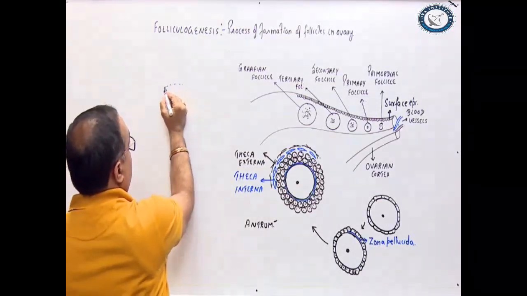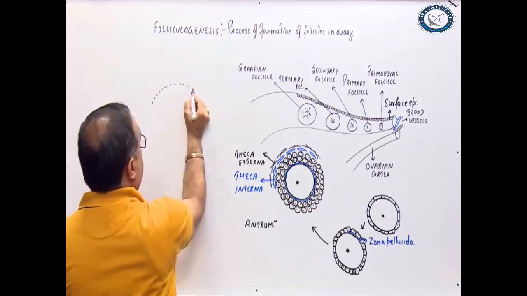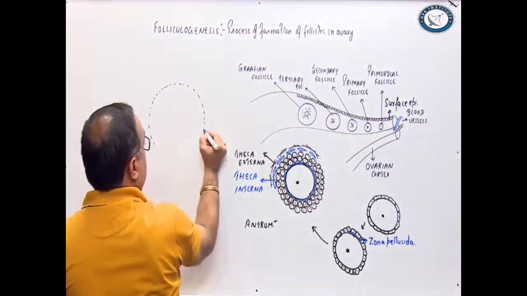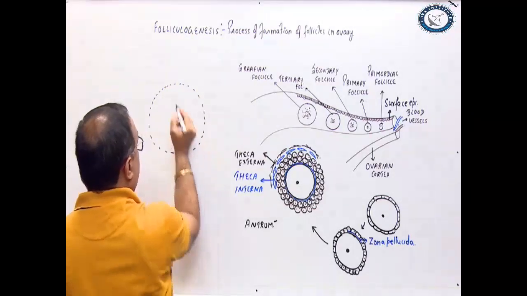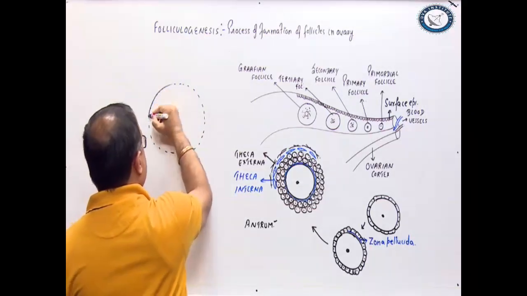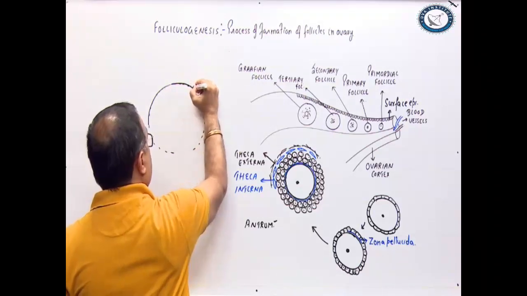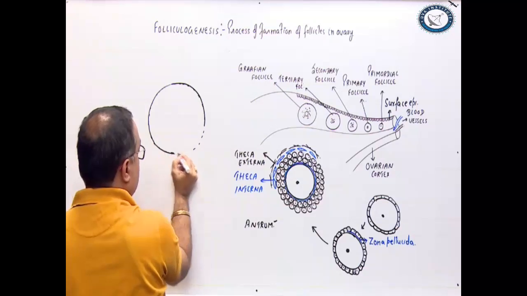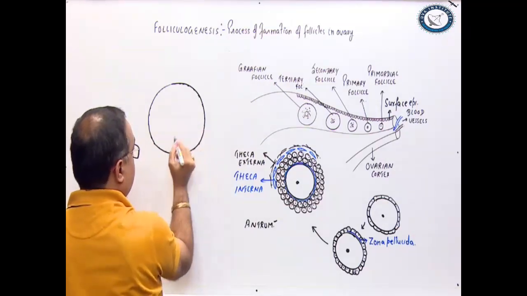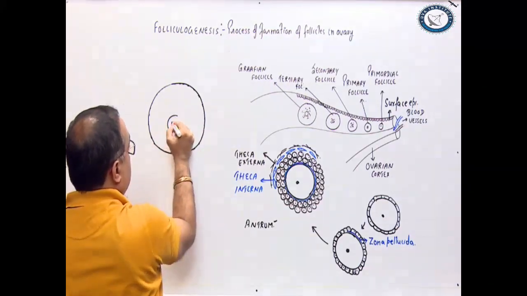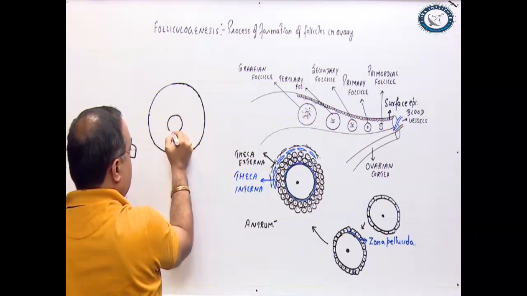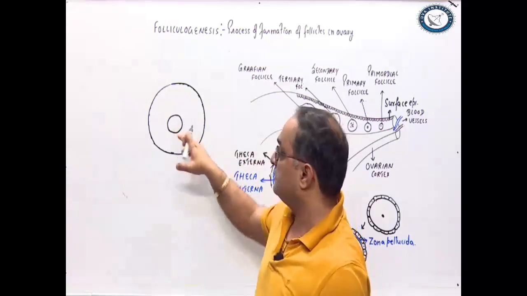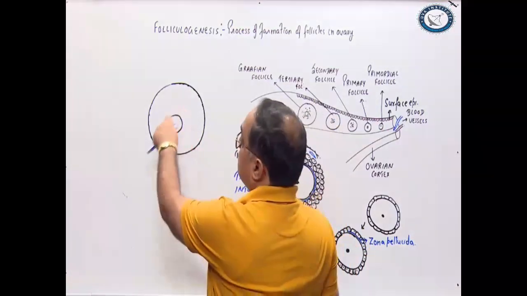Now let me show you the structure of Graafian follicle. The diameter is nearly 2.5 centimeters, and you can see it with your naked eye in the ovary. It's quite a big bulging structure from the surface of ovary. In the Graafian follicle, the oocyte is not exactly in the center. The oocyte is slightly placed away from the center. It is eccentrically placed. So this is oocyte.